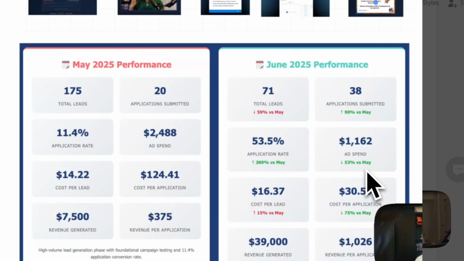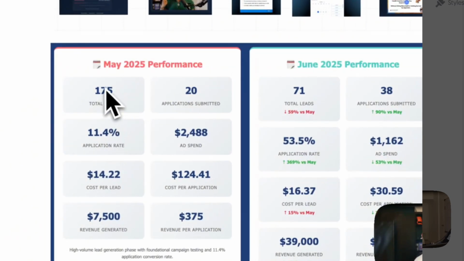Now I want to show you what happened when I made these modifications inside of my own campaigns. So this is May and this is June. In May, I was running only lead form ads. And as you can see, I got tons of leads, 175 leads. My lead cost was $14, it's not too bad. And I got 20 appointments, which is decent.